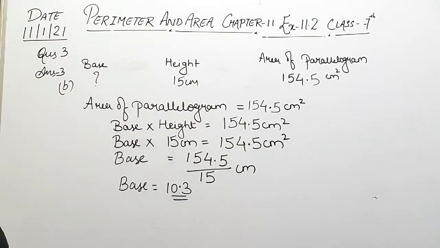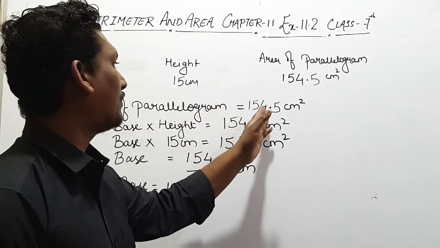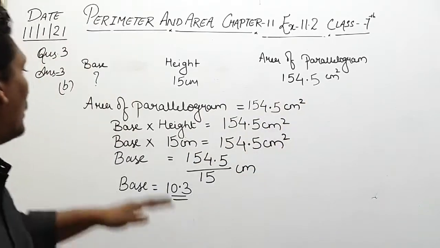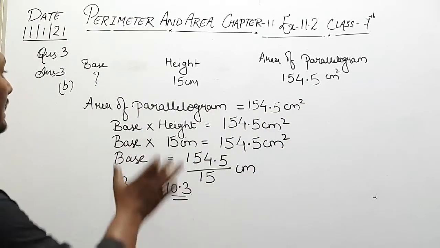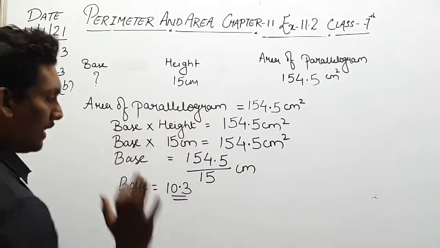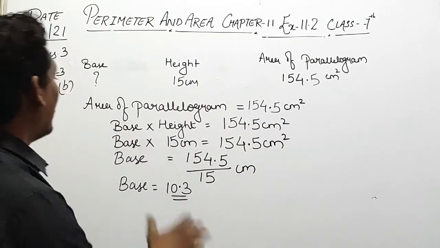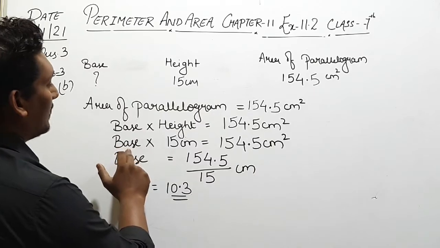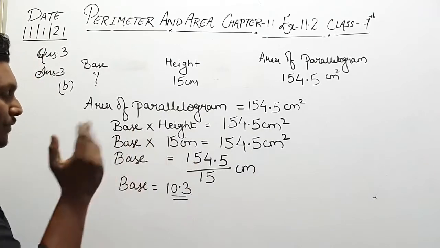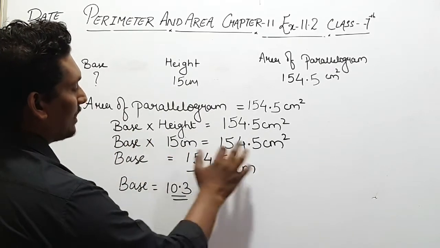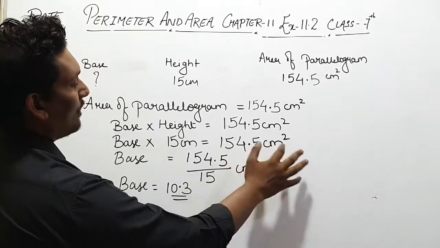So the area of the parallelogram is given as 154.5 centimeters square. The formula for area of parallelogram is base into height. That is given as 154.5 centimeter square. So we have to find the base here. Base is not given, that you have to find out. Height is 15 centimeter and area is 154.5 centimeter square.